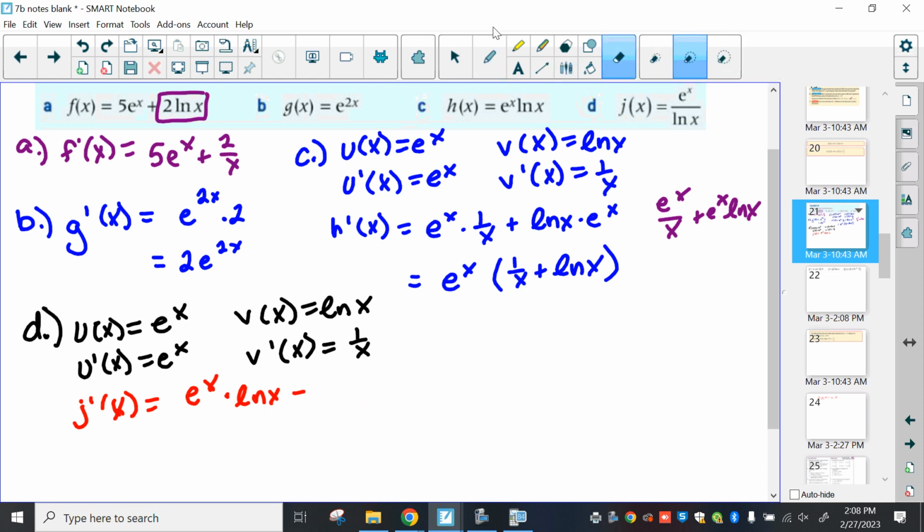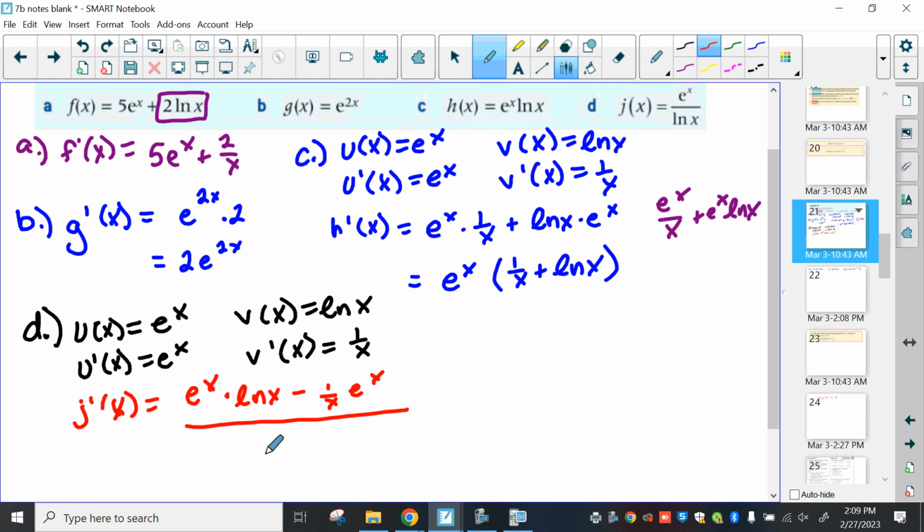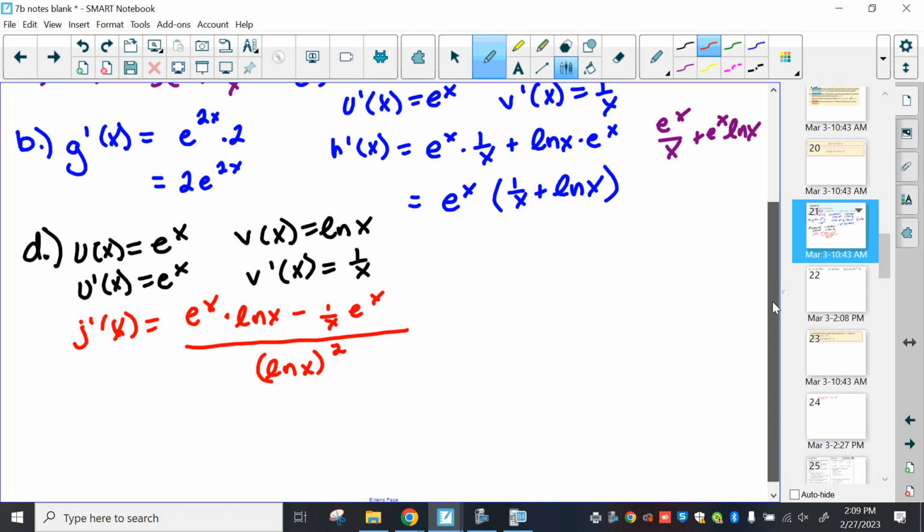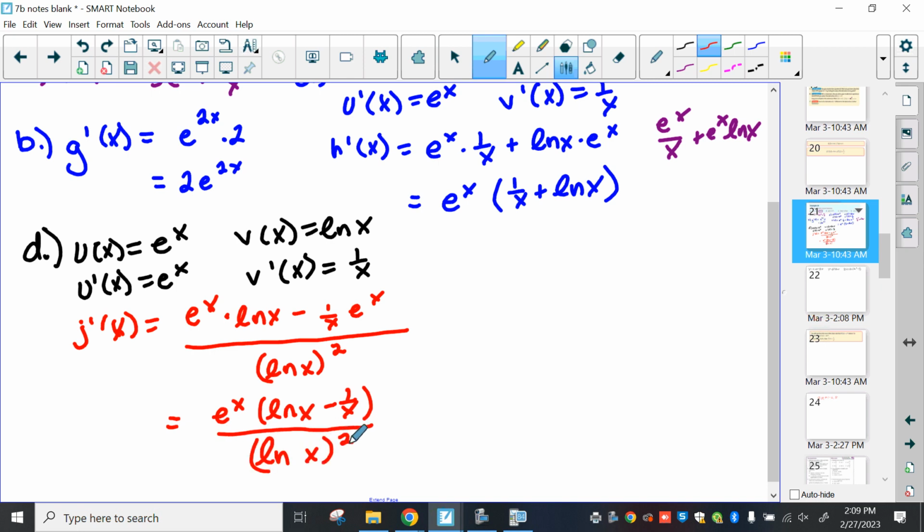Minus the derivative of the denominator times the numerator, all over the denominator squared. Which gives us, yep, factor out that e to the x, natural log of x minus 1 over x, all over the natural log of x, whole quantity squared.